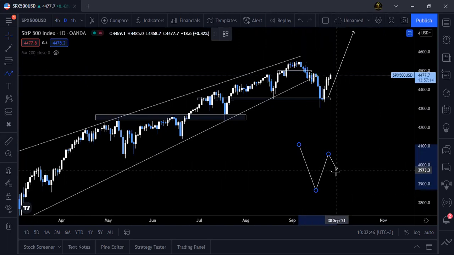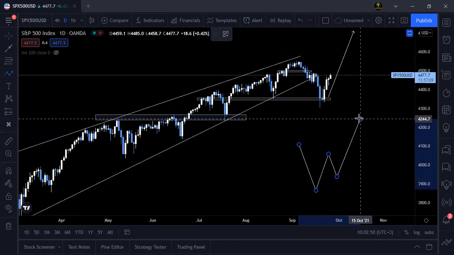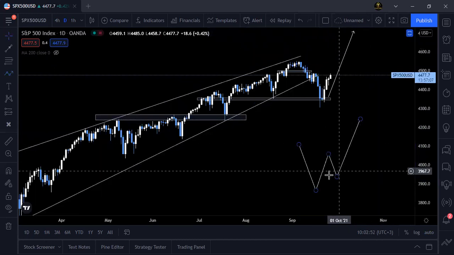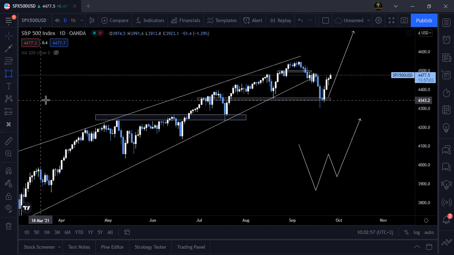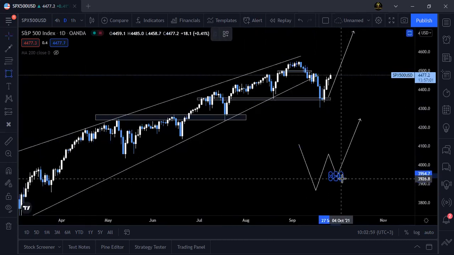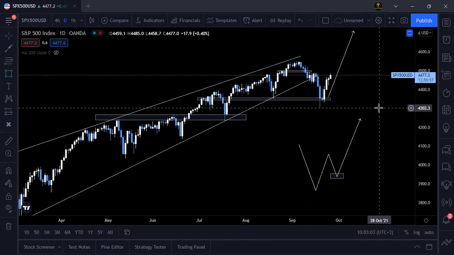So I'll be expecting to see prices give me a higher low before I actually take the trade, go with it to the moon. So I'll be expecting to see something like this so that I can take my trades at around here, right? So that's what I'm expecting to see in this particular pair.